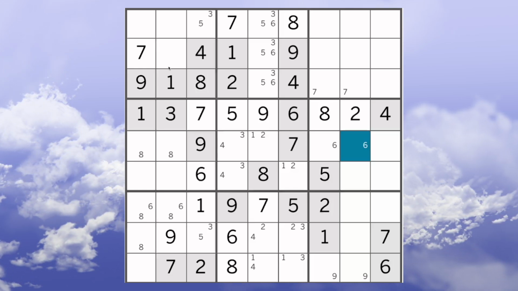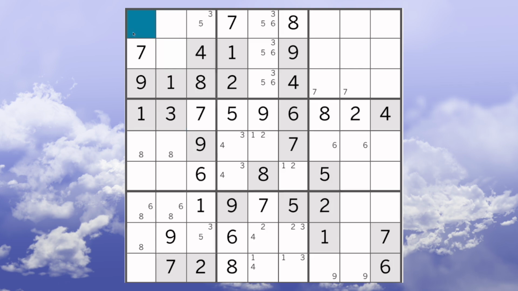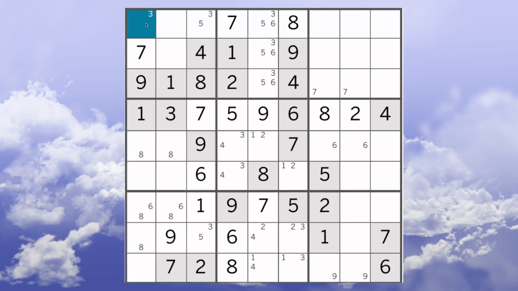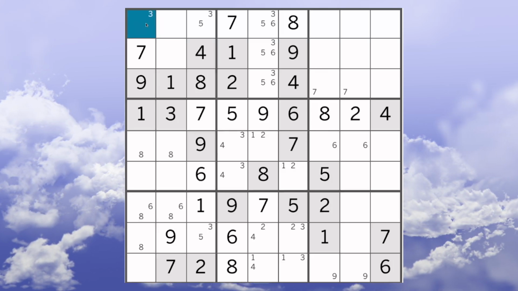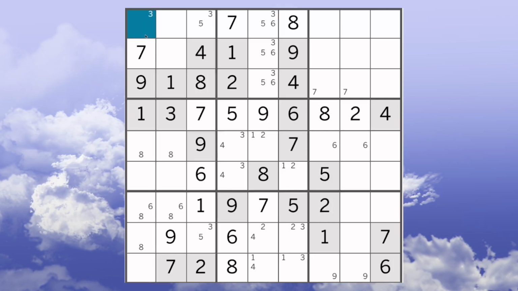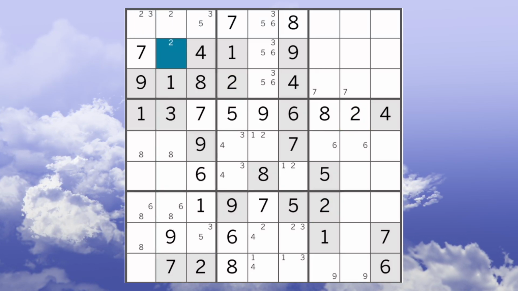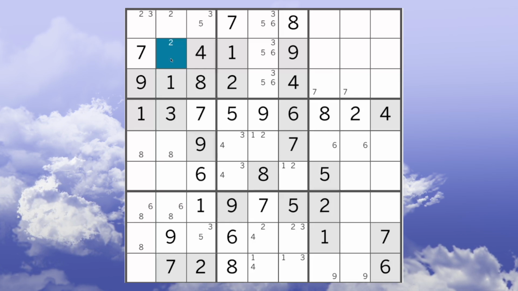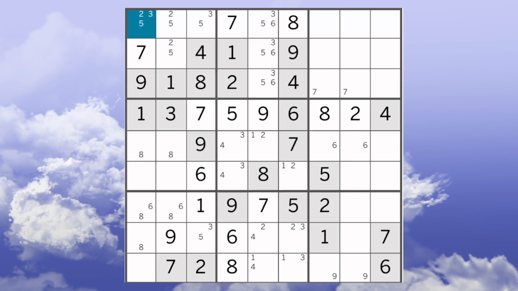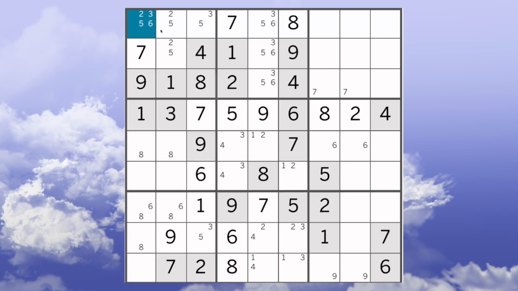Okay. And here, this has to be a 3 or a 5. There's a 3 here. So the 3 has to be in one of these two. The 2 could be in any of these. The 5 can be anywhere. And likewise, the 6.